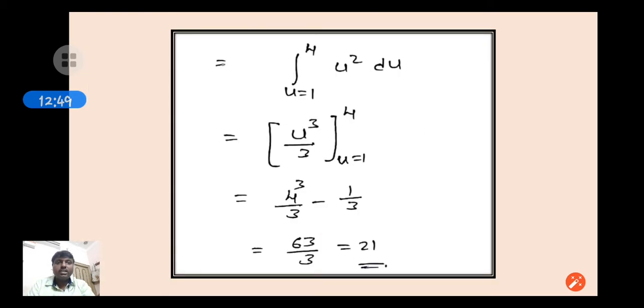Only we have the integral u equal to 1 to 4 u square du. Now it is a simple integration in a single variable. It is enough to calculate the integration of u square, that is u cube by 3 under the limits 1 to 4. The upper limit is 4, 4 cube by 3 minus the lower limit 1, 1 by 3. By simplifying, that is 63 by 3, which equals 21.